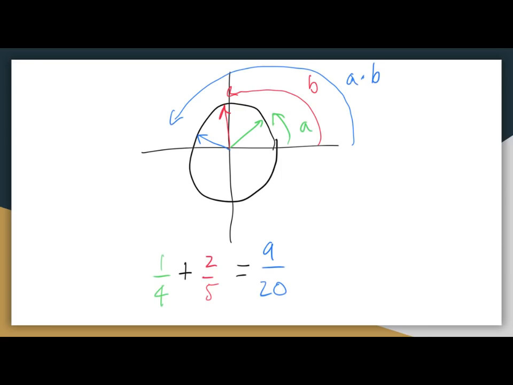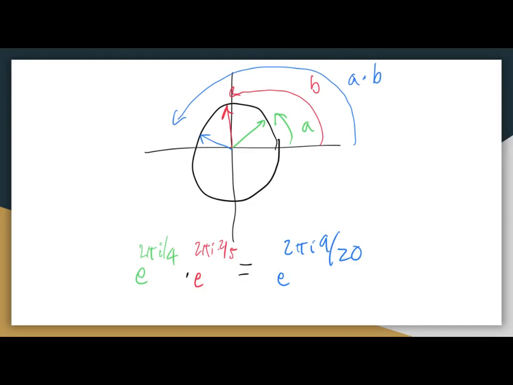So if A is going a quarter around the circle, B 2/5, we just add them together like fractions. And similarly, the same thing happens when we multiply with the exponent notation. So it all fits together quite nicely. I think this is the best way to think about the big omegas, which can be quite confusing. Just think about it as turns around the circle.